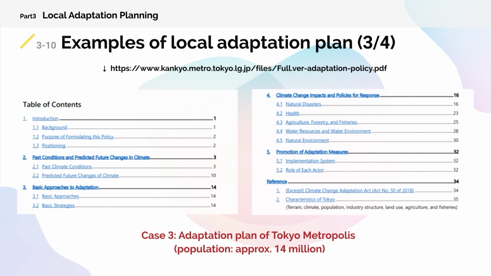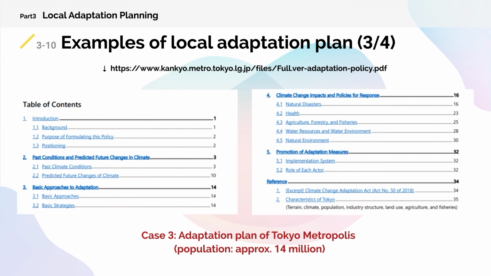As one of the world's largest cities, Tokyo has not only a huge population but also an exceptionally large budget, usually around 7 trillion yen a year. Accordingly, the plan is diverse and includes adaptation plans for each field and issue. This plan comprises 5 chapters and 50 pages. The table of contents includes past conditions and predicted future changes in climate, basic approach to adaptation, climate change impacts and policies for response, and promotion of adaptation measures.